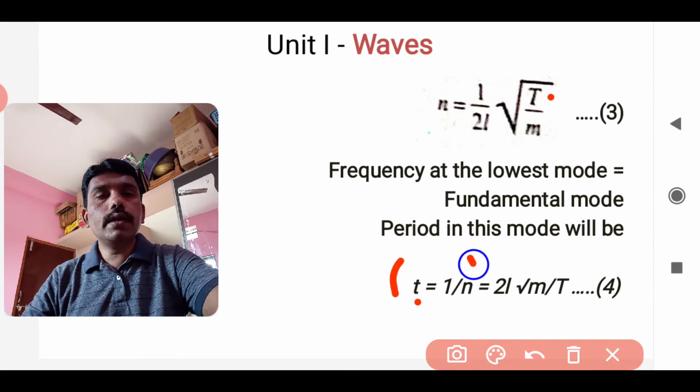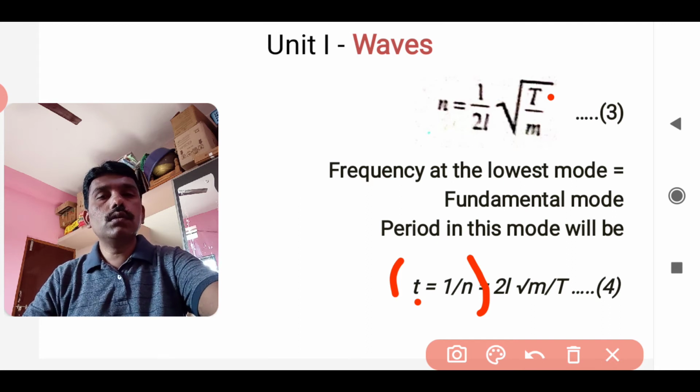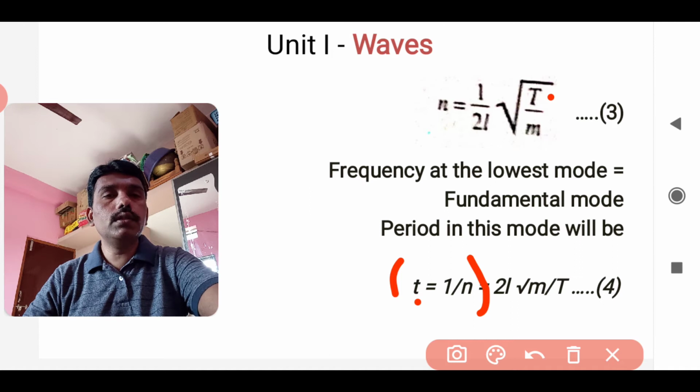So again we are aware of what n is. Putting the values, I have to do one thing, that is 1 by n, putting the value of n from equation number 3.